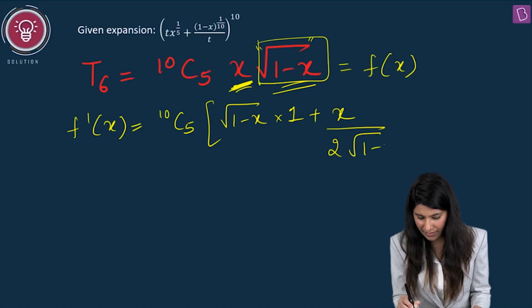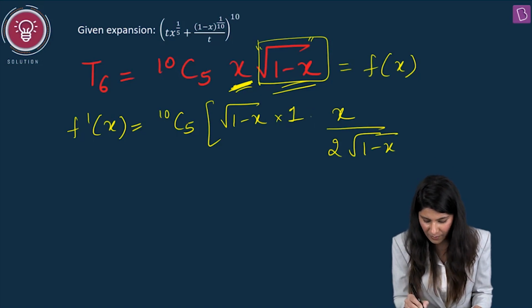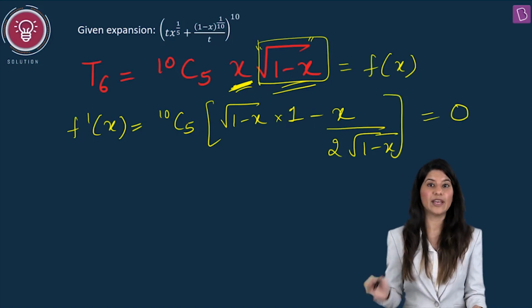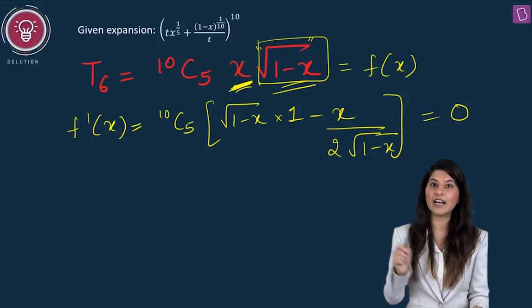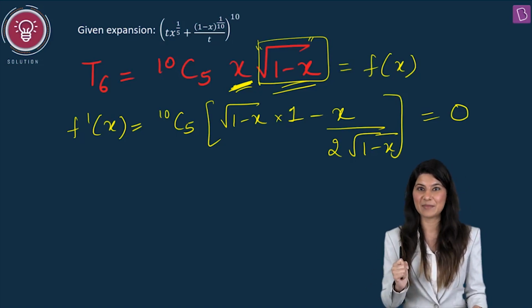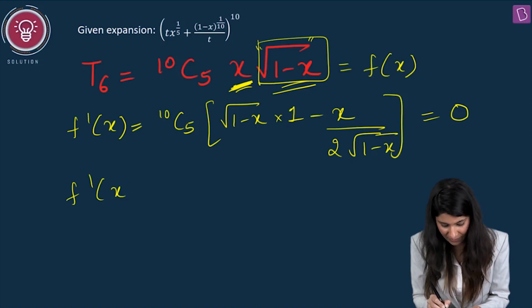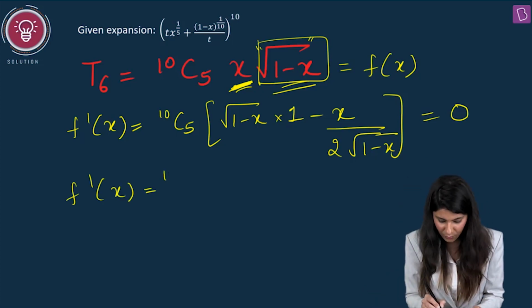1 by 2 root 1 minus x, and you have minus 1 as well. That should be equal to 0. F dash x equals 0 will give us the value of x at which f(x) is maximum. Right? Can be maximum. Yes, of course. F dash x would be equal to what?